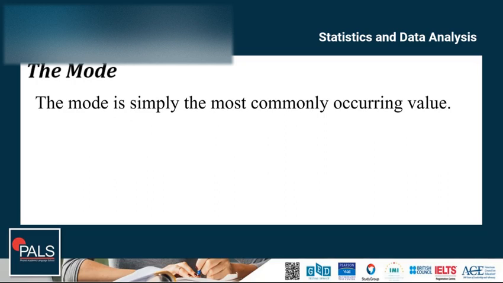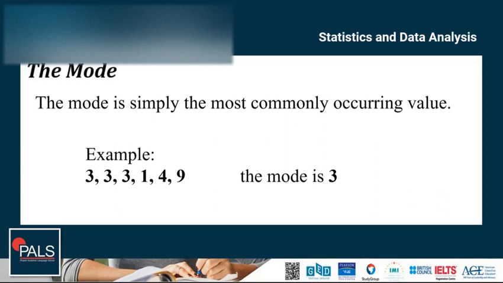For example, in the data set 3, 3, 3, 1, 4, and 9, the mode is 3. If two different data values occur with the same frequency, both data values are modes. If all of the values in the data set are different, it means the set does not have a mode.